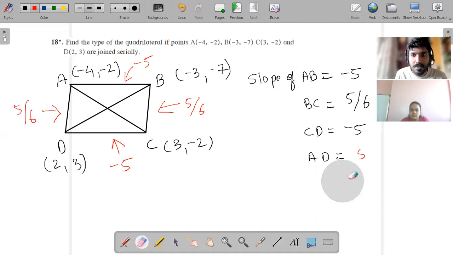What is left now? The diagonals are remaining. So find out first for diagonal AC.